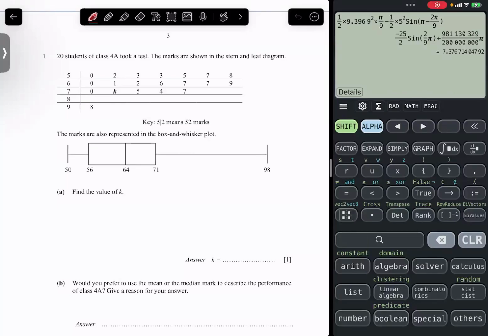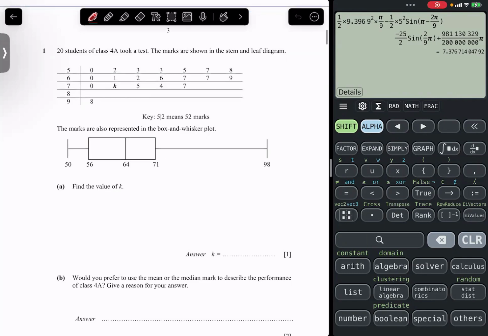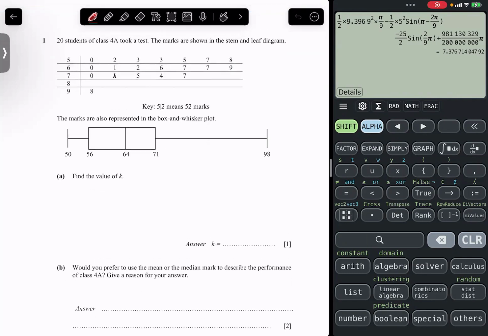Okay, CGS paper 2, 2024, right? Let's take a look. Okay, first question. Probably a stats question. 20 students of class 4A took a test. The marks are shown in the stem and leaf diagram. The marks are also represented in the box and whisker graph. Find the value of K.